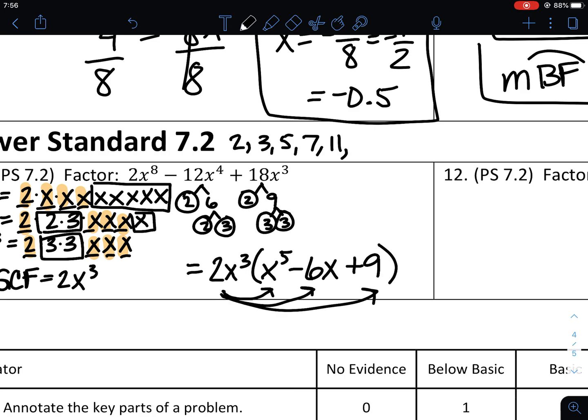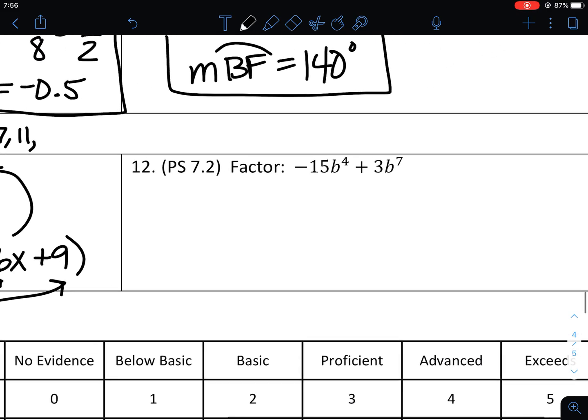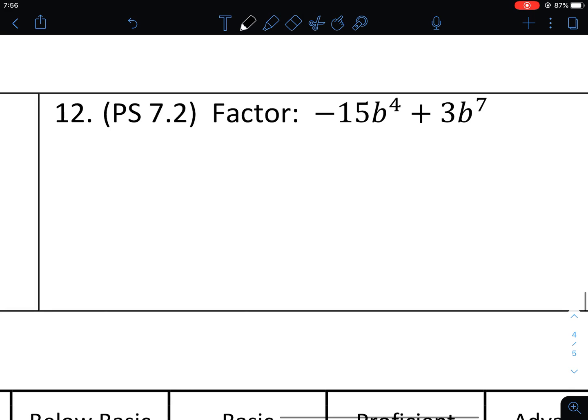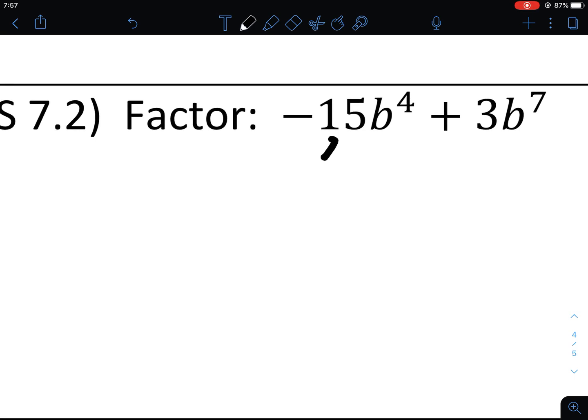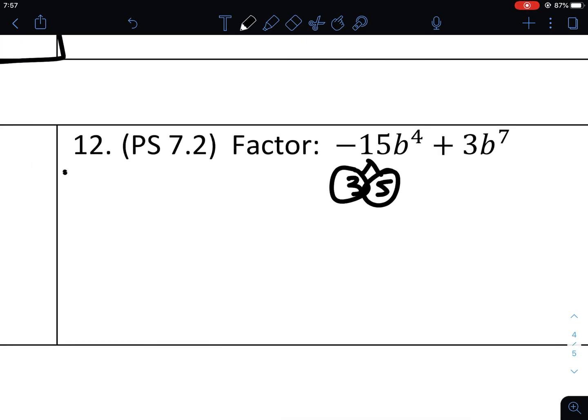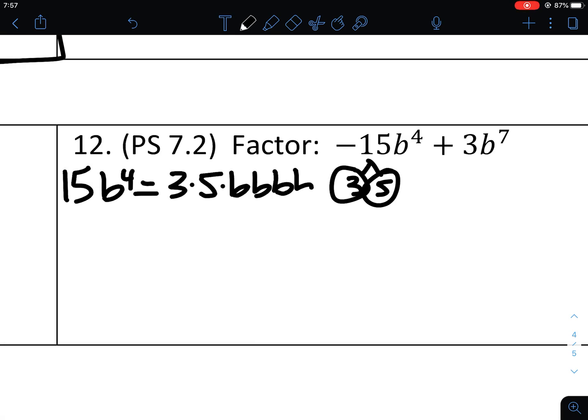And what I just showed you there is if you were to distribute that back in, you would end up right where you started. Let's do the same thing here for number 12. We'll take that negative into account before we're through, but we'll look at that at the end. So we're going to start with 15b to the 4th. 15 is not divisible by 2, but it is divisible by 3. 3 times 5 are both prime, so we're done. 15b to the 4th is equal to 3 times 5 times b 4 times.